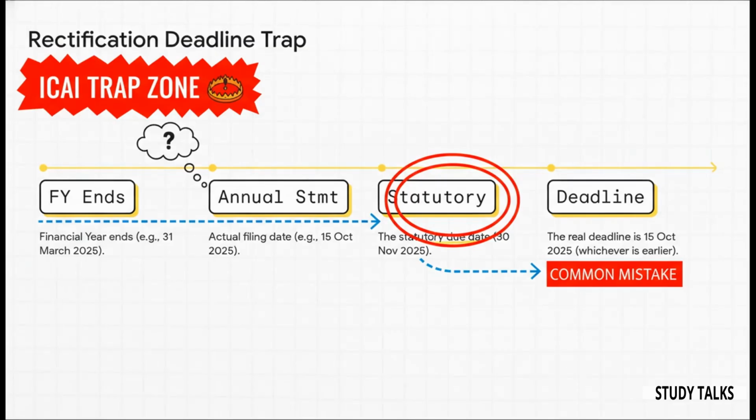Now listen up. Pay close attention, because this is a major ICI trap zone. What happens if the ECO makes a mistake in their monthly statement? Well, they can fix it. But there's a deadline. The law says they can't make any corrections after the 30th of November of the next financial year, or the actual date they file their annual statement, whichever is earlier. Look at this timeline. If they file their annual statement on October 15th, then their deadline to fix any mistakes is October 15th, not November 30th. This whichever is earlier clause is exactly where students lose easy marks. Don't let that be you.